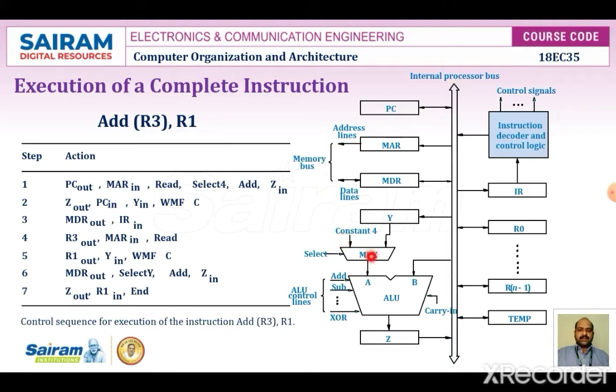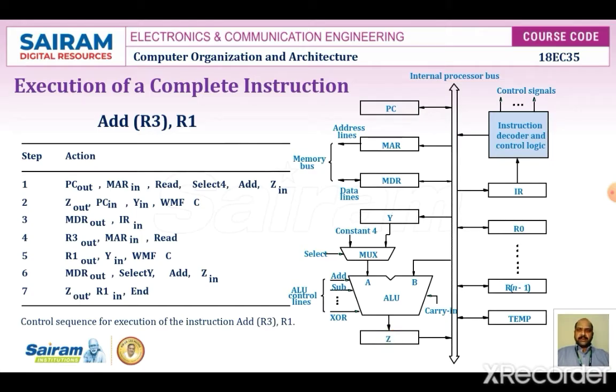It selects the constant 4, which is placed in the mux, and the mux is selected by the constant 4 with the select pin. This value is added to operand B through input A of the ALU, and the program counter value placed there gets incremented. The ALU result is stored in register Z. That is the first step.